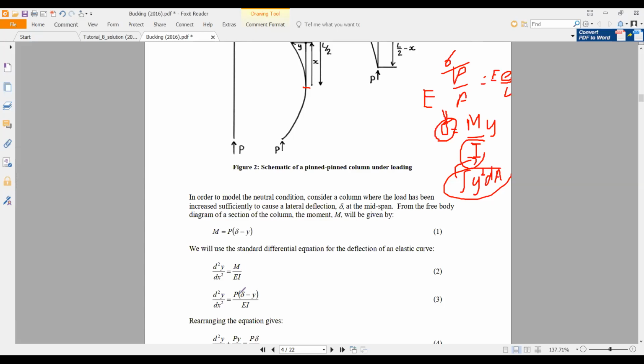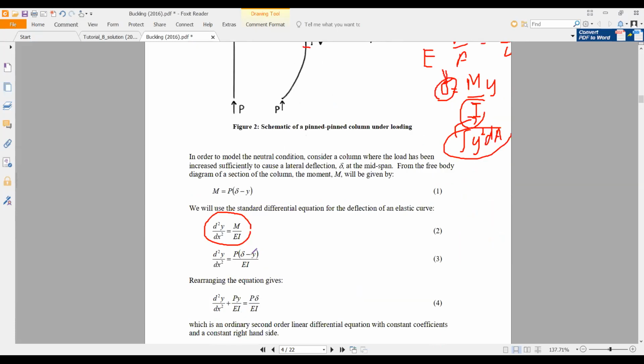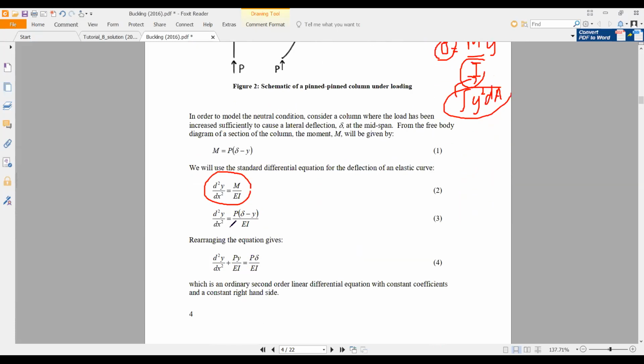Okay, sir. Assume anyhow you got an equation like this. You know M, so you can substitute M here with P and the deflection values. Then this is a second order differential equation, so you can rearrange this equation. Did you ever solve second order differential equations?